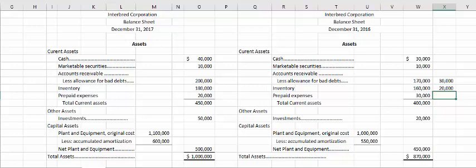Go back and have a look at our balance sheets, and we see that on the balance sheet there's some prepaid expenses. Those prepaid expenses actually decrease. So we've recorded them as expenses, they've decreased our income, but we didn't spend cash on them because they were prepaid. So we're going to add back in this $10,000.